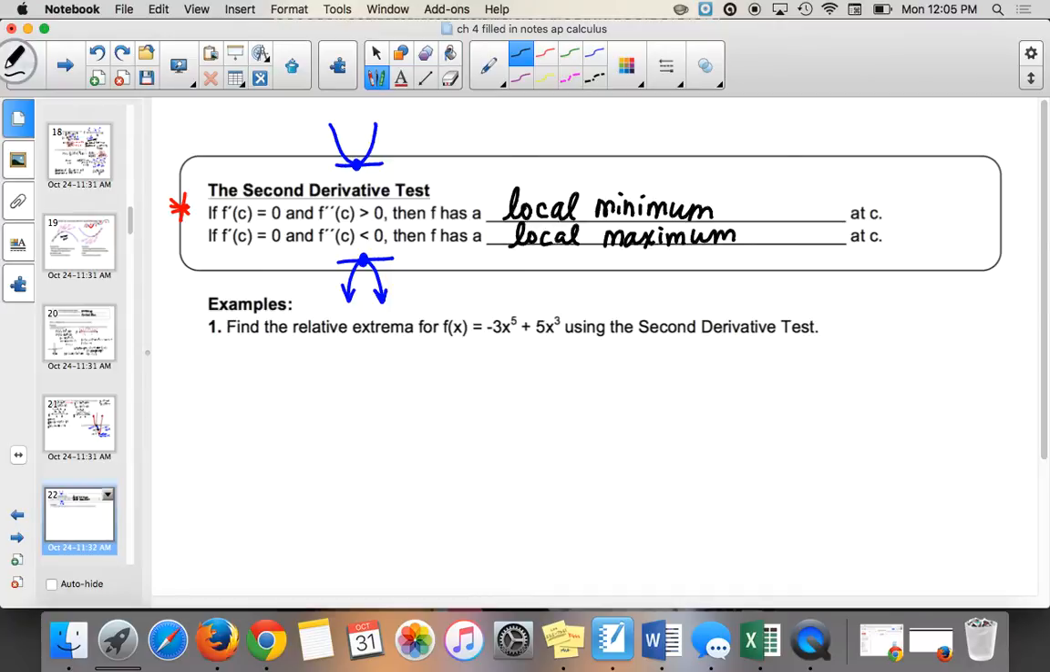Okay? So number 1, it says find the relative extrema for f of x equals negative 3x to the 5th plus 5x cubed using the second derivative test. Okay, so we're going to go ahead and find the first derivative and the second derivative. So I'm going to get negative 15x to the 4th plus 15x squared.